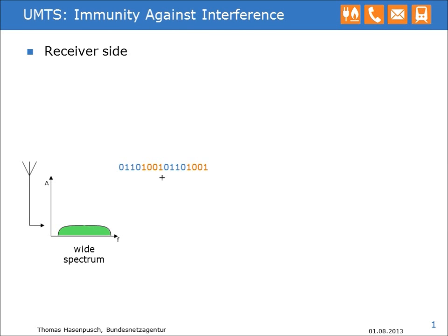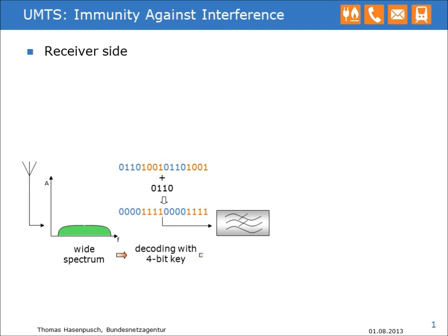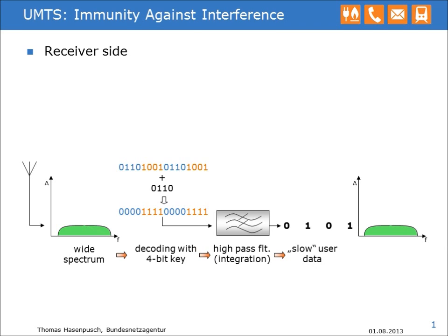Actually, an exclusive OR operation is performed, and the result will be 4 zeros or 4 ones, depending on the user data. This data is only changing slowly, because every 4 bits are equal. So we can pass this through a low-pass filter and integrate it. That will eventually give us our slow user data with a narrow spectrum back again. So we reduce the energy in the wide spectrum to be narrow again.